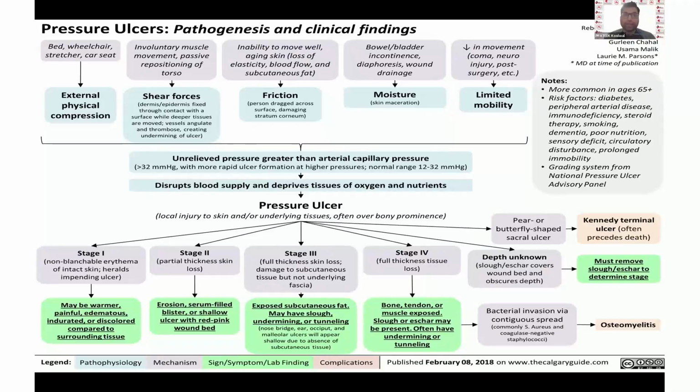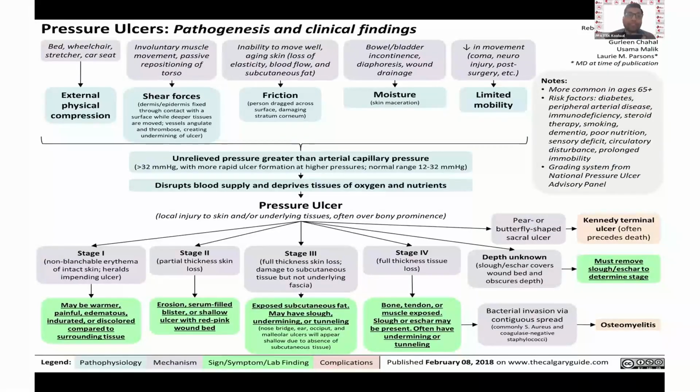Thank you, sir. As sir told, cost effectiveness is important, but the cost of care is also most important. So, moving ahead to pressure ulcers, their pathogenesis and clinical findings, which is the most important part to understand how it occurs, so that we can prevent it.